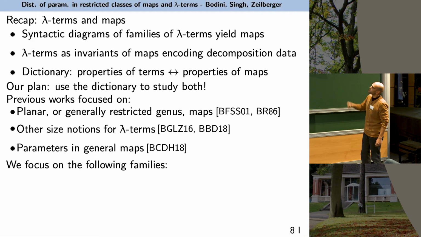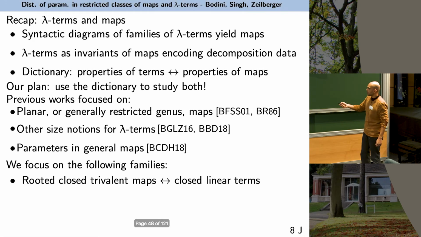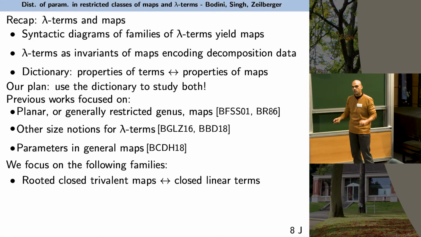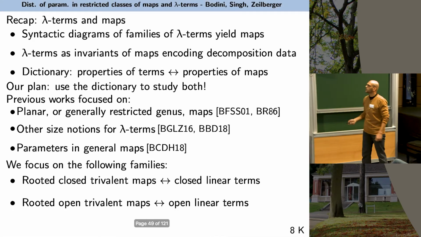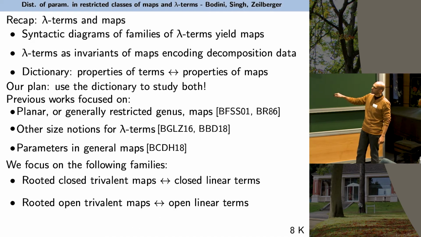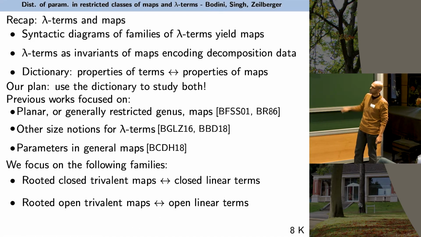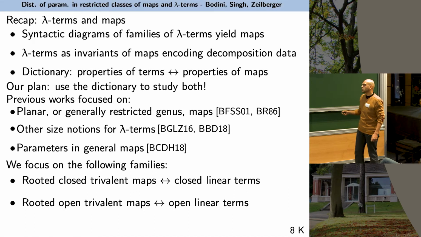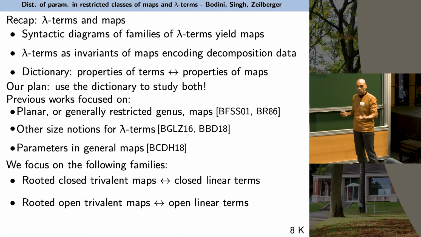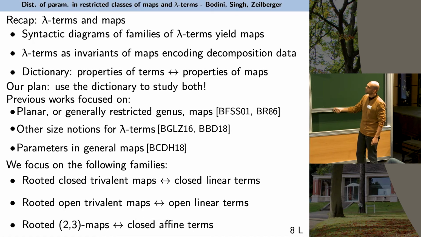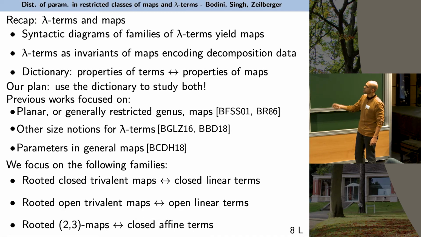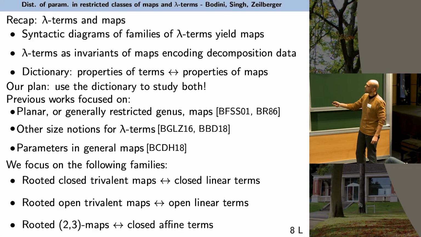And just to compare a bit, our work will focus on the following families. First of all, we have rooted closed trivalent maps, which are in bijection with closed linear terms. Here the closed signifier says that we have maps which are regular of degree 3, except for the root, which has degree 1. More generally, we have open trivalent maps, which are in bijection with open linear terms. Here the open signifier means that we have maps which have allowed degrees in 3 and 1. And finally, we have maps with allowed degrees in 2 and 3, which are not exactly in bijection, there's a little bit of a perturbation, but they are in correspondence with closed affine terms.